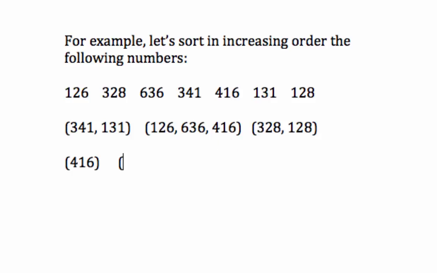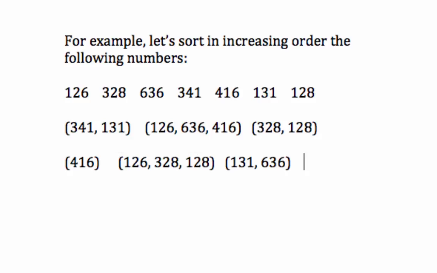Next group, numbers with 2 in the middle, and I see that I have 126 and 328 and 128. So those are the 3 numbers that have 2 in the middle. My next bucket will be numbers with 3 as their second digit. So I see that I have 131, 636. So I'm going to write in here 131 and then 636, and I'm done with that.